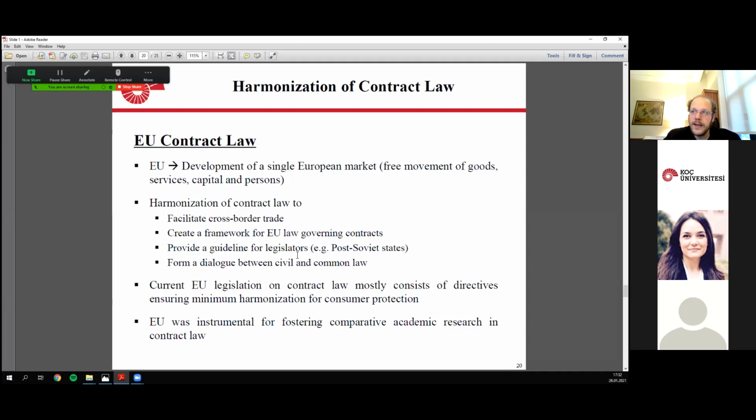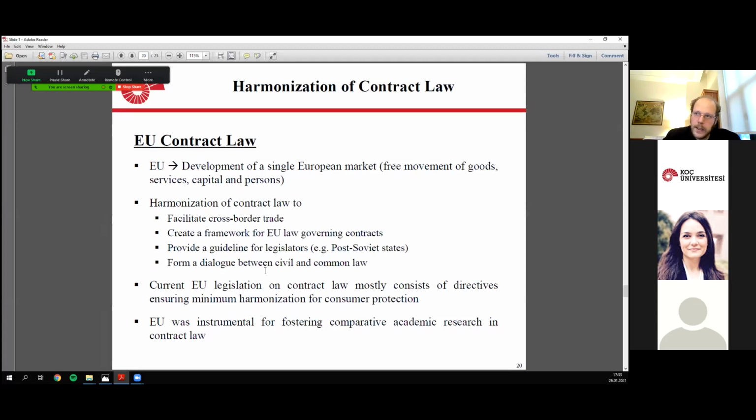And they wanted to provide a guideline for legislators, for example, in the post-Soviet countries, where there was an imminent need for new rules after the fall of the USSR. And lastly, forming a dialogue between civil law and common law. This part was especially important because of the UK, because as you know, they were part of the EU until recently, and establishing a dialogue and finding common ground between common law and civil law back then was very important.